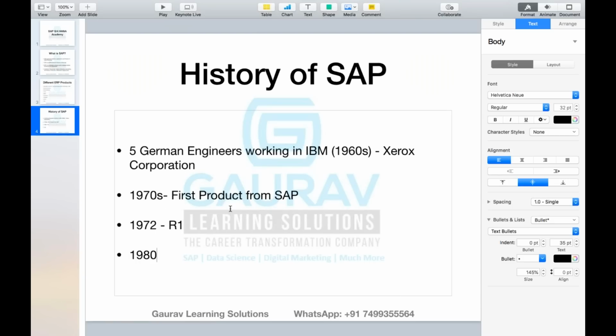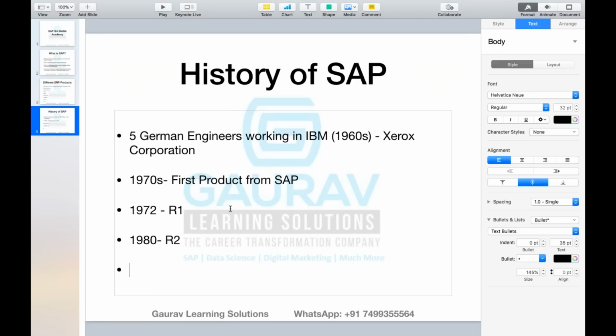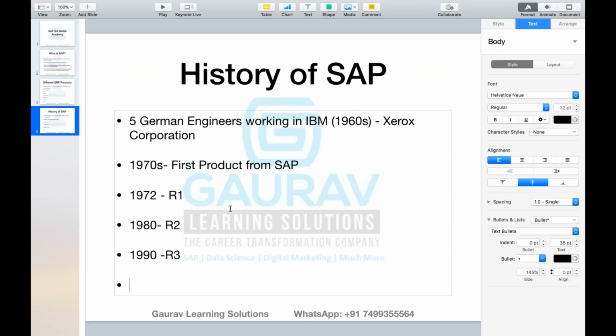Somewhere in the 1980s, they came up with R2. This is just for example. I'm not putting the dates. No need to worry about the dates because we don't need to go into that much detail, but we need to understand that the development is happening throughout the years. So in the 1990s, they came up with R3, or maybe, yeah, in 2005, they came up with ERP.